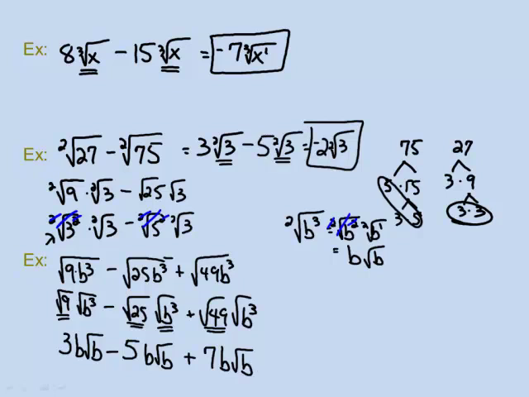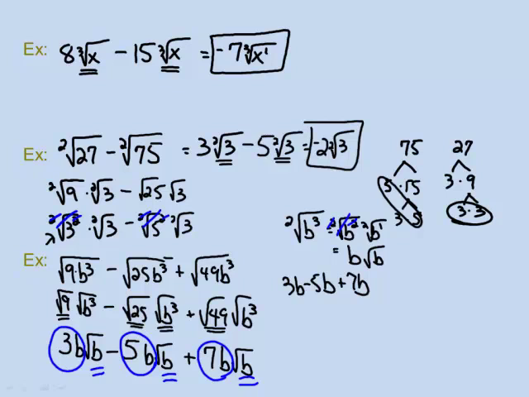Now each of those terms is in simplest radical form. Also notice that our radical pieces are all now exactly the same, so we can do the math to the coefficients out in front. Watch the sign. So we've got 3b minus 5b plus 7b to simplify.